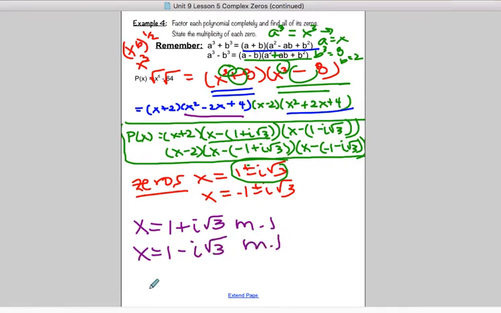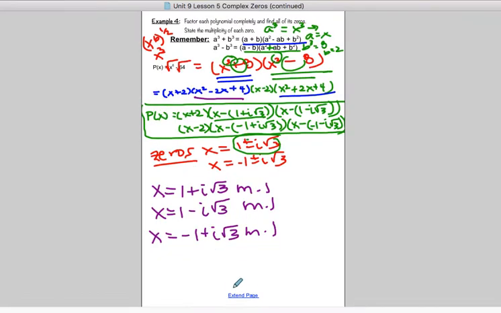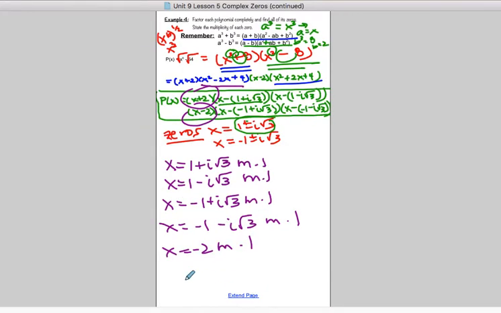Multiplicity of 1. x equals, then I'm moving on to this one, negative 1 plus i square root of 3 with a multiplicity of 1. x equals negative 1 minus i square root of 3, multiplicity of 1. And then finally, don't forget about the easy ones. x equals negative 2, multiplicity of 1, and x equals 2, multiplicity of 1.